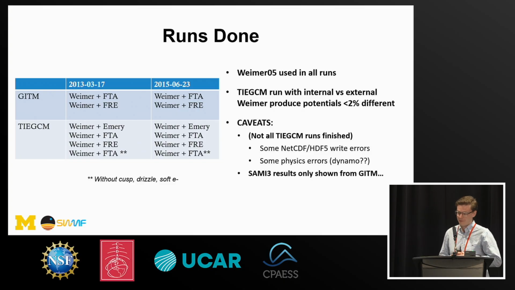Some of them were potentially maybe physics errors, especially in the 2015 storm. Some of them were just file write errors, so that's not anybody's fault, but the computer that I was running on. SAMI3 results are only shown from GitHub. I figured out what the issue is. I don't know exactly why yet.